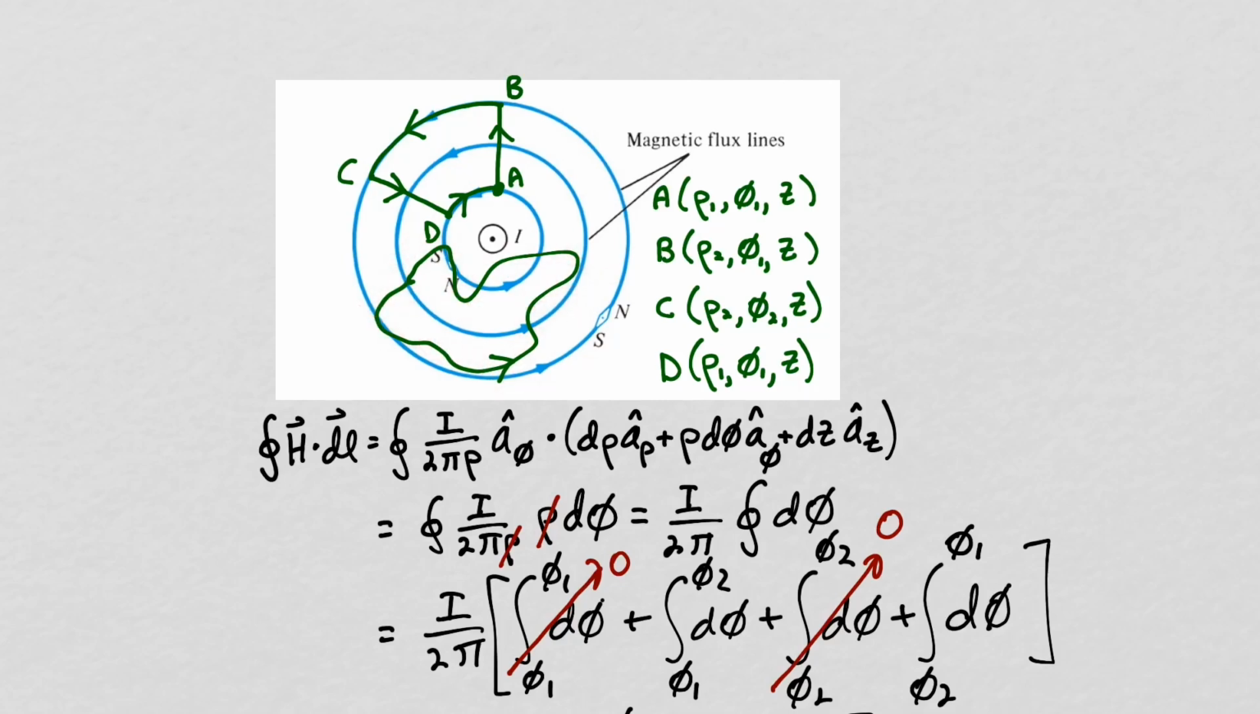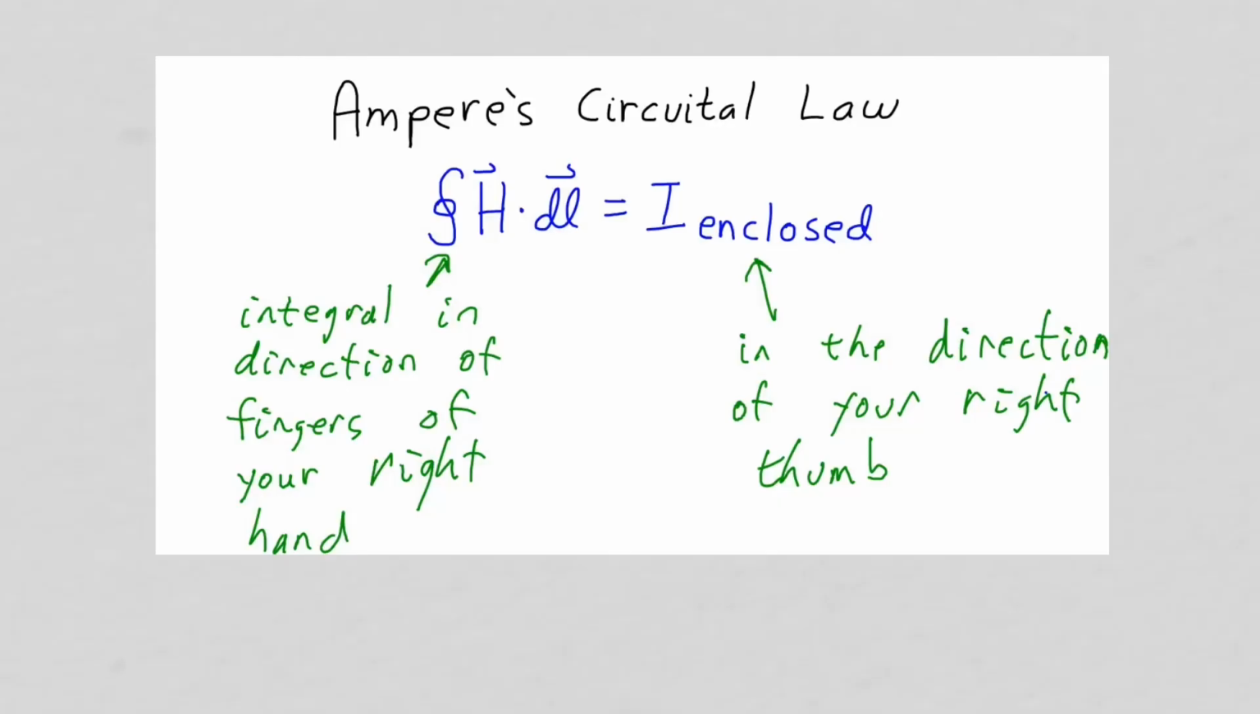This can be stated as a fundamental law, our third Maxwell's equation, Ampere's circuital law. So the integral of h dot dl around a closed path is going to equal the current enclosed by that path. We will use a right-hand rule to interpret this equation. So if you put the fingers of your right hand in the direction of the integral of h dot dl around this closed path, if you get a positive result, the current is flowing in the direction of your right thumb. If the result were negative, then the current would be flowing in the opposite direction of your right thumb.